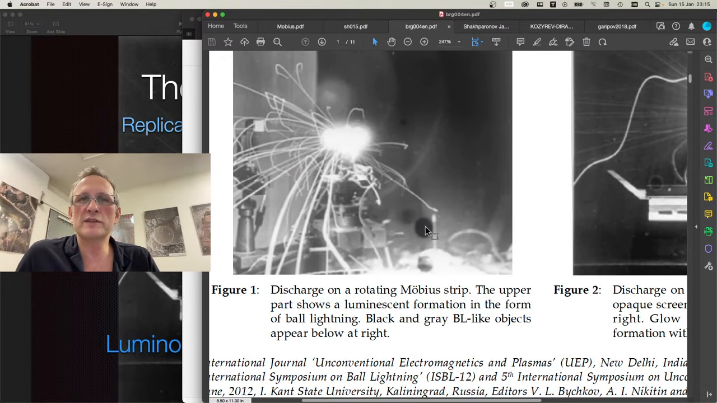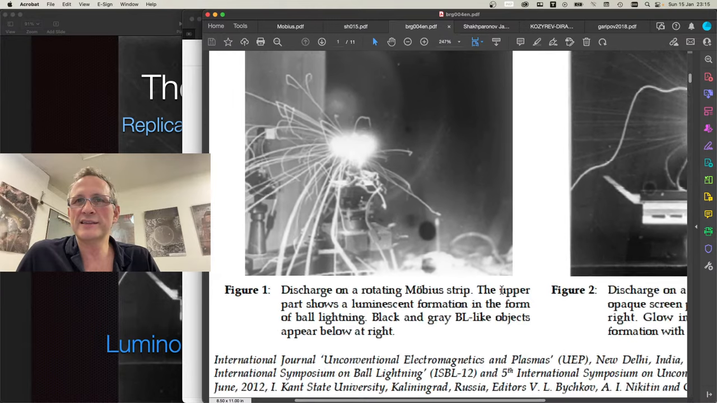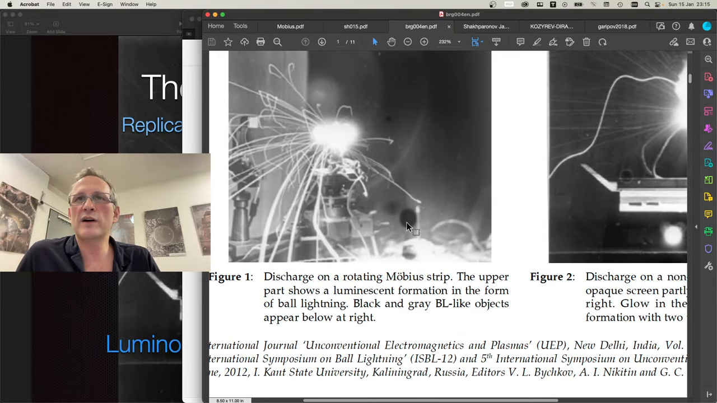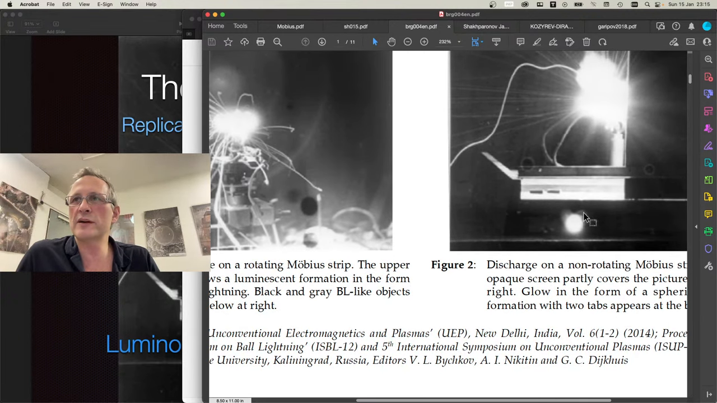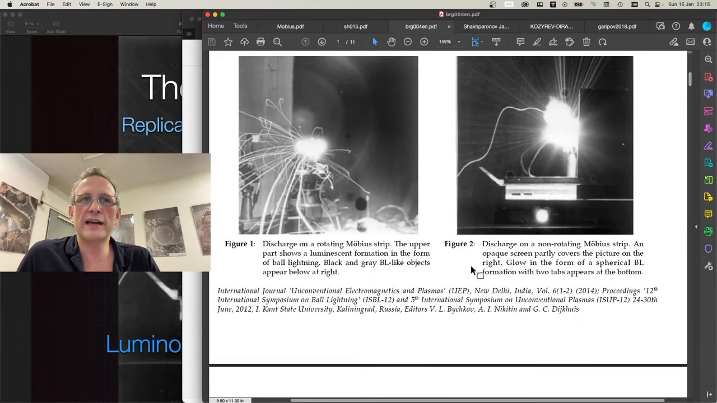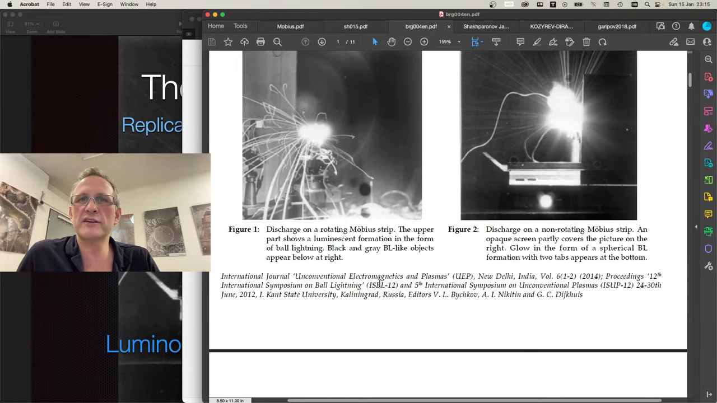This is our so-called zero albedo one. So black and gray ball lightning objects appear below right. So we've got a gray one here, black, and a gray one. And Ken Shoulders talks about white EVOs, black EVOs, and gray EVOs. So you can see, and he says that they are the same thing as ball lightning. And this was International Journal of Unconventional Electromagnetics and Plasmas, New Delhi, India. So maybe you can find that. This is from June 2012.